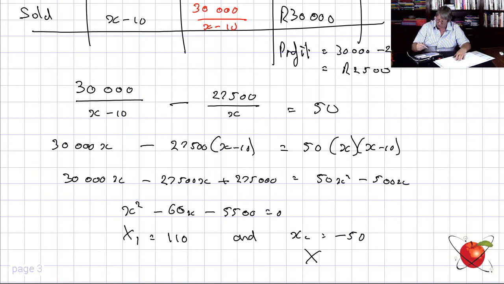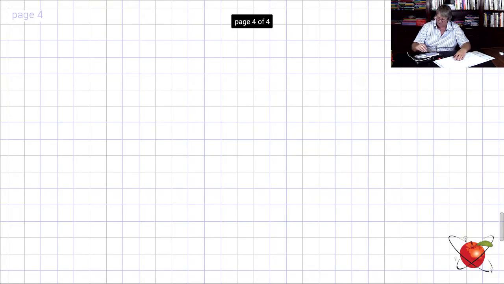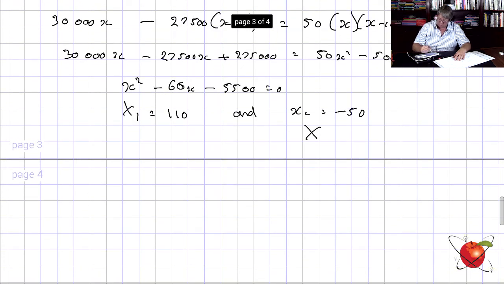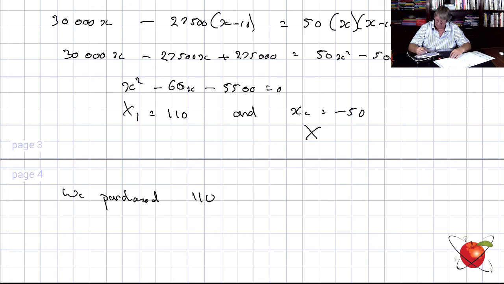So therefore, we bought, all right, oops, need another page, okay? We purchased 110 items, right? We purchased, because they say, so many items. How many did we buy? We purchased 110 items, right?